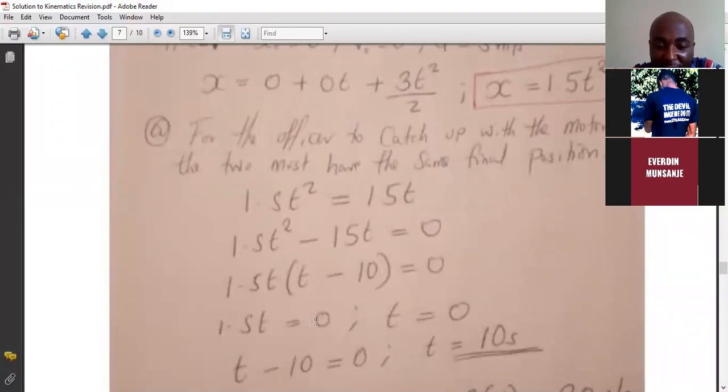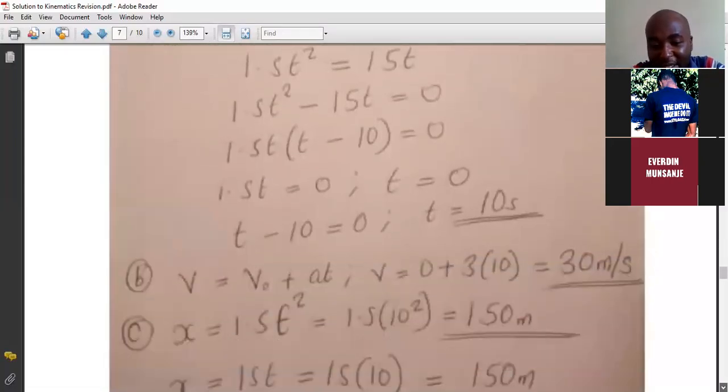So 1.5t is equal to 0, meaning t is equal to 0. This is at the beginning, when the vehicles are at par. Then also t minus 10 is 0, so t is 10 seconds. This is the time you're looking for. So after 10 seconds, the officer catches up with the motorist.